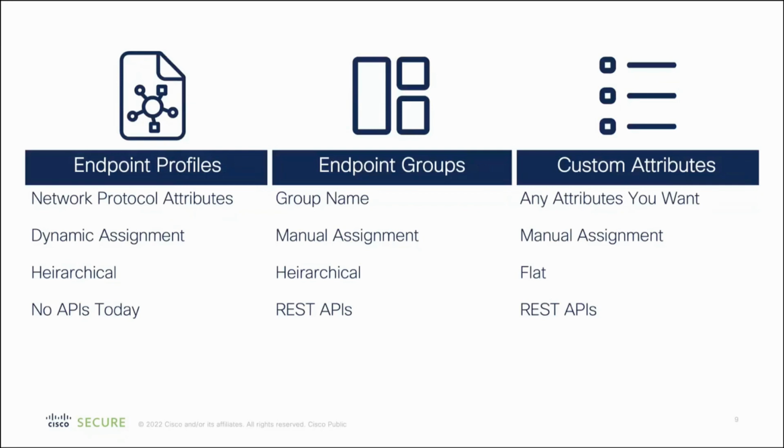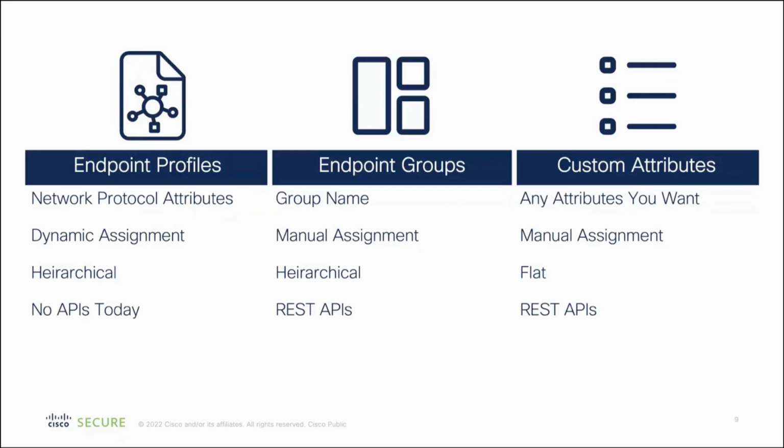The next thing is to do something like endpoint groups. And endpoint groups are not dynamic, it's much more manual. The idea is you have a device with a MAC address and you basically manually assign that MAC address into an assigned group. And then we're able to use that group name in a policy in order to affect an authorization of that device. And then we have custom attributes.